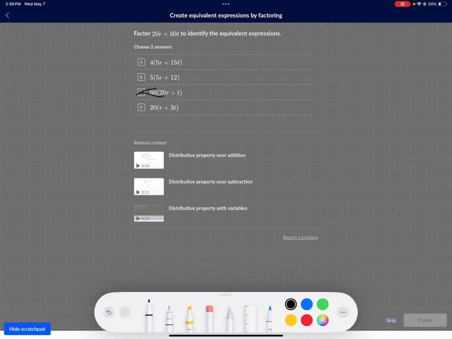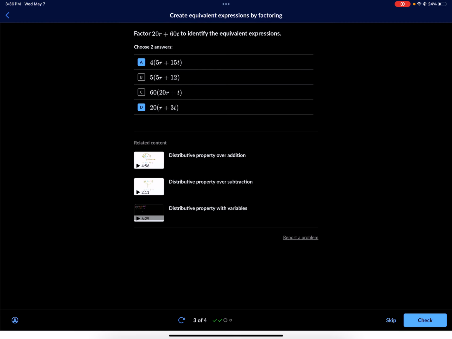Choice, let's see, 4 times 5, that's 20. And then 5 times 5, that's 25? Hey, wait a second, it's supposed to be 20, not 25. B is wrong as well. Without even having to check, A and D are our answers here.